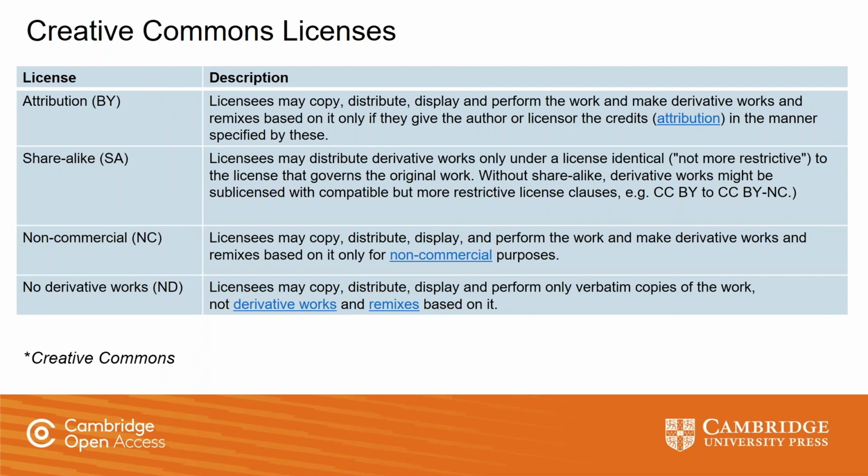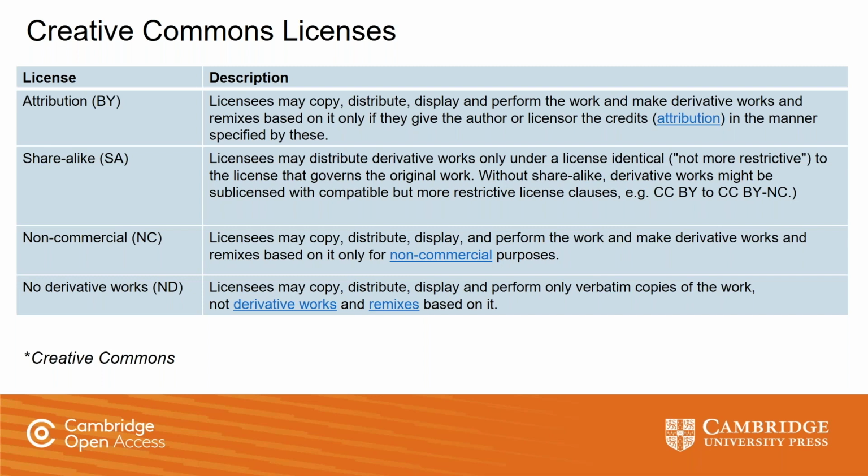So gold open access articles are generally published under Creative Commons licenses. So you'll see the CC indication at the start of these licenses, but there's a number of different types of license. There's CC BY, which is the most open license, where licensees may copy, distribute, display and perform the work and make derivative works and remixes based on it.